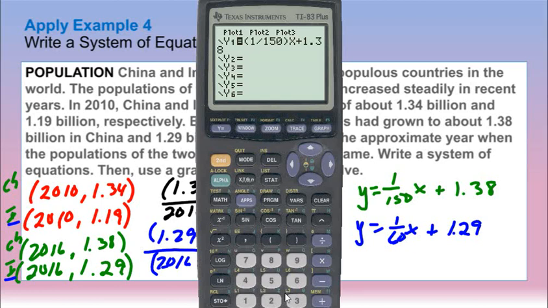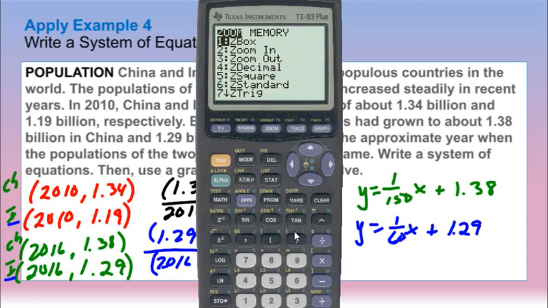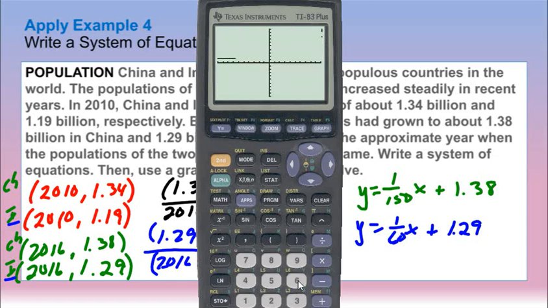My second one would be parentheses 1 divided by 60 parentheses x, and then plus 1.29. Now if I hit zoom, I'm going to go to standard, so it's number 6. There's one equation. Then the other one is still there, but we need to change our window settings.